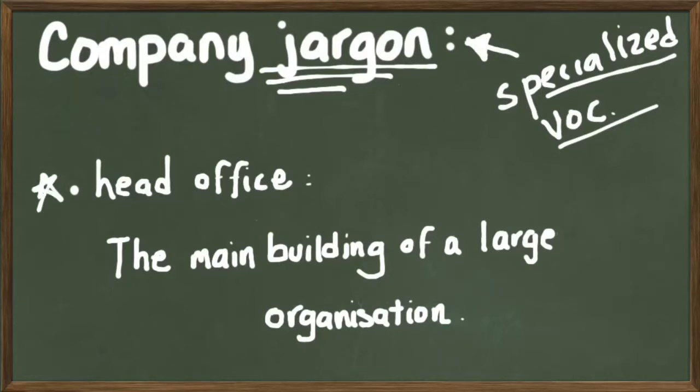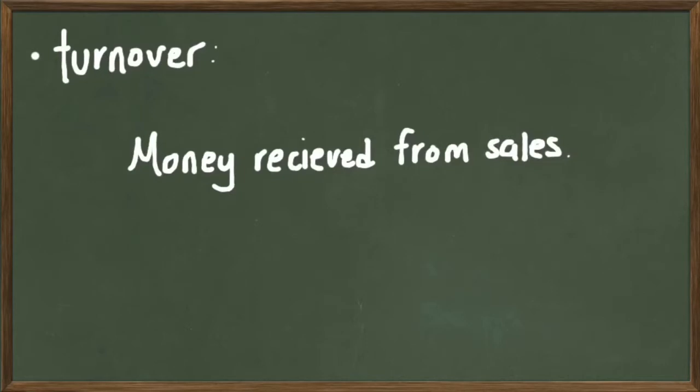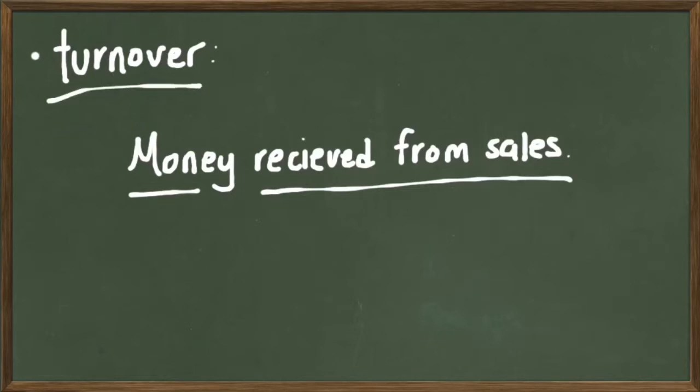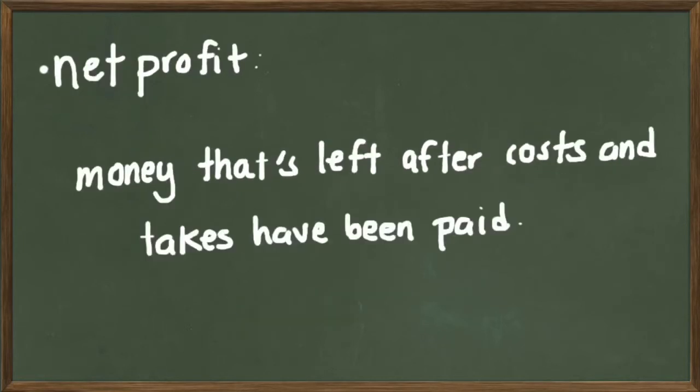Okay, and we have some jargon that we will check, and we have a short definition. The first one is head office. Head office is the main building of a large organization, which is like the biggest building or the most important building. The next one is turnover. Turnover refers to the money that we receive from sales. That's all the money the client pays, and that's money that comes back.